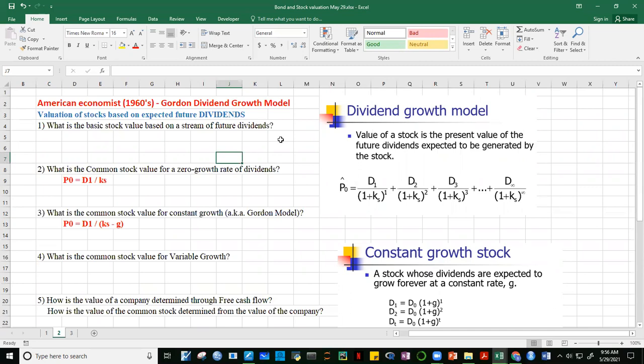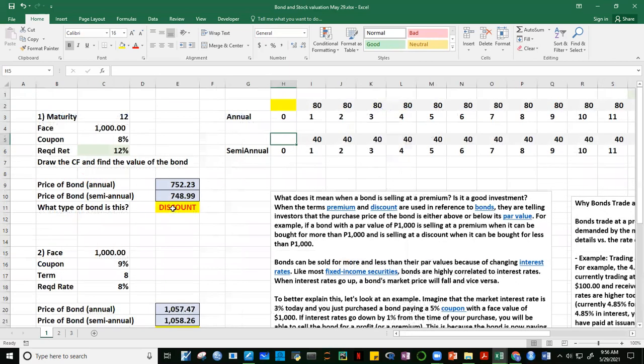So in the 1960s, this American economist by the name of Gordon, what's the first name of Gordon? I forgot the first name. Anyway, Gordon came up with this Gordon dividend growth model. So this is how stocks are valued. A while ago, we learned how to value bonds. And bonds are easily valued because we know it's a contract, and we know the face value and the coupon rate, and we would also know the prevailing market rate. So it's very easy to compute for the price of a bond.